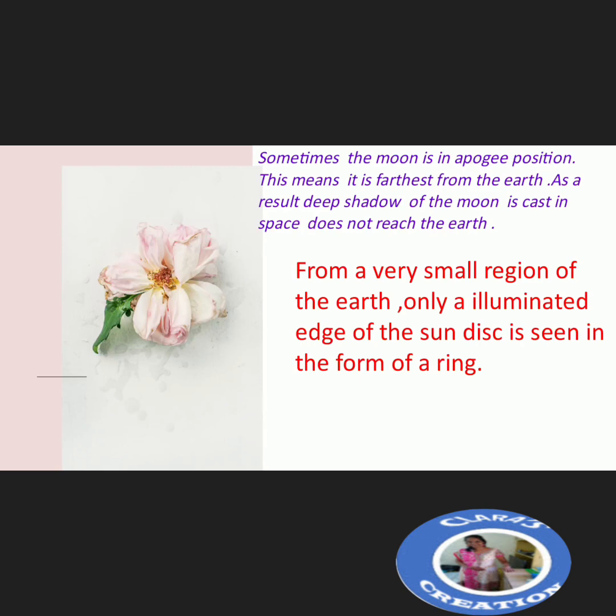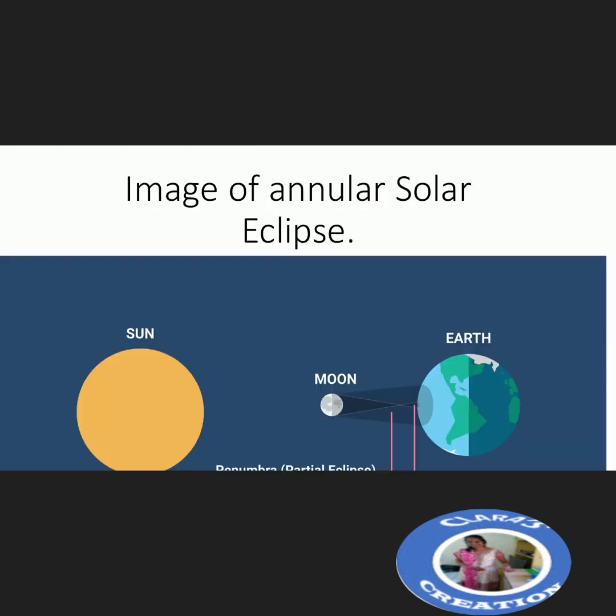Okay students, let's go further. Sometimes the moon is in apogee position. This means furthest from the earth. We had studied this in the first unit of the chapter where I happened to introduce the lesson. As a result, the deep shadow of the moon is cast in space, does not reach the earth. For a very small region of the earth, only an illuminated edge of the sun disk is seen in a form of a ring.